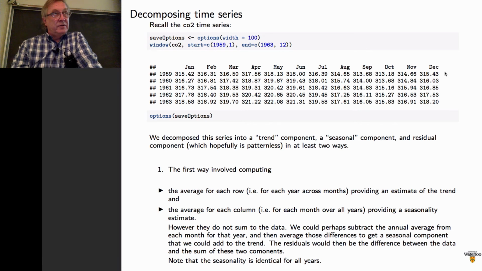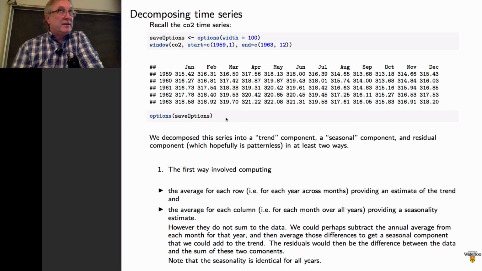And the first thing I did for you to decompose this was a very naive thing. I said, you know what? If I want to see what the seasonality is, I'm going to take the average of all the Januaries, the average of all the Februaries, the average of all the Marches, etc. I'm going to get that and call that my seasonality, just the average of those over all of the years. If I want to get a sense of the trend, I'm going to take the average of each year, and look at how that average yearly CO2 level changes. So that gives me my trend. And that's what I did the first time. So I looked at the trend there and then looked at the average here for seasonality.